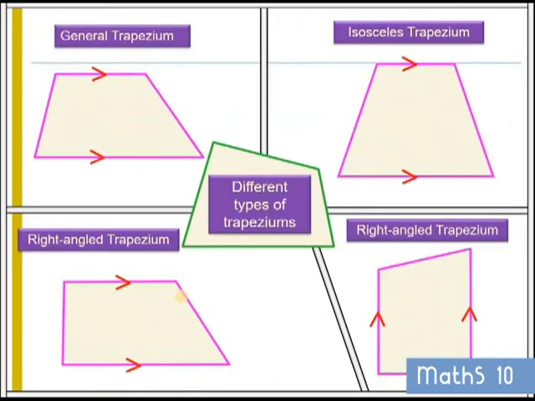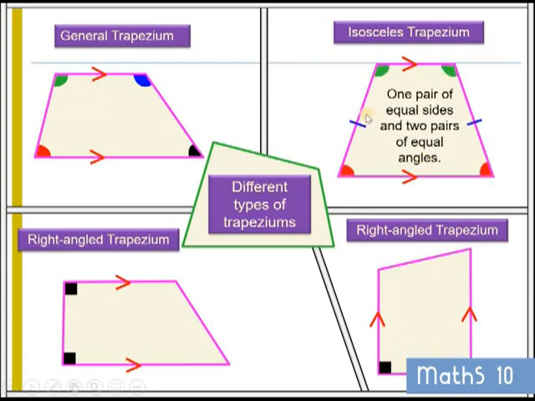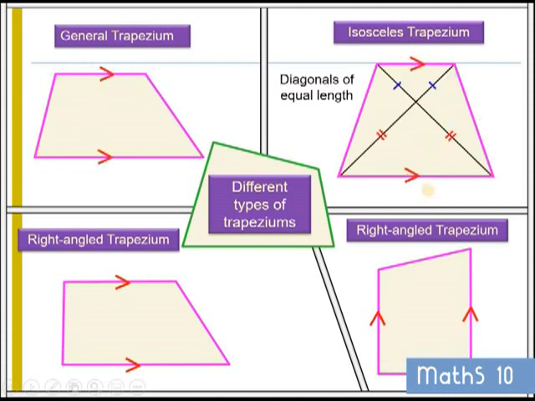Here are some different types of trapeziums. We have a general trapezium, an isosceles trapezium, and 2 right-angled trapeziums. In the general trapezium, we can't say anything about the angles, but in the two right-angled trapeziums, we can draw in two right angles, here and here. In the isosceles trapezium, we can say that it has one pair of equal sides and two pairs of equal angles. The isosceles trapezium is symmetrical down the middle. It also has diagonals of equal lengths because of the symmetry.